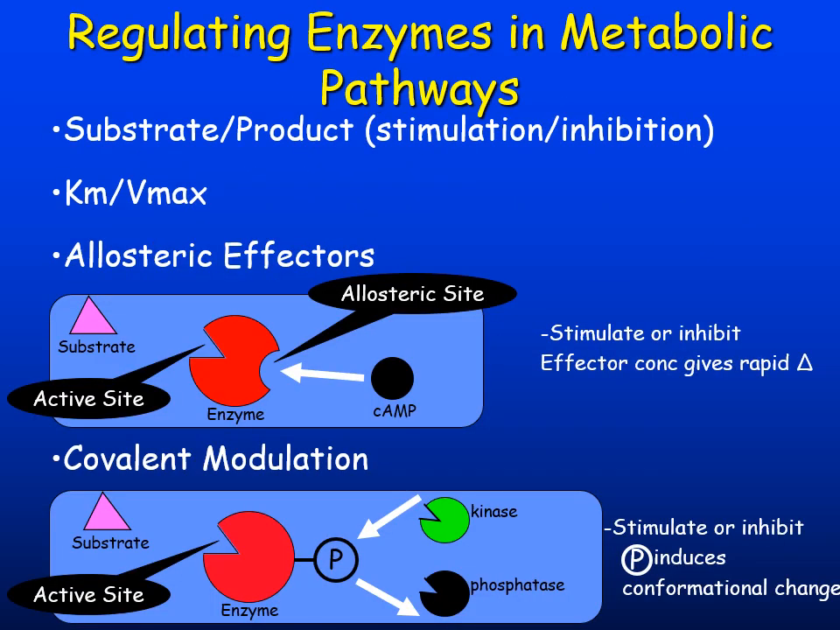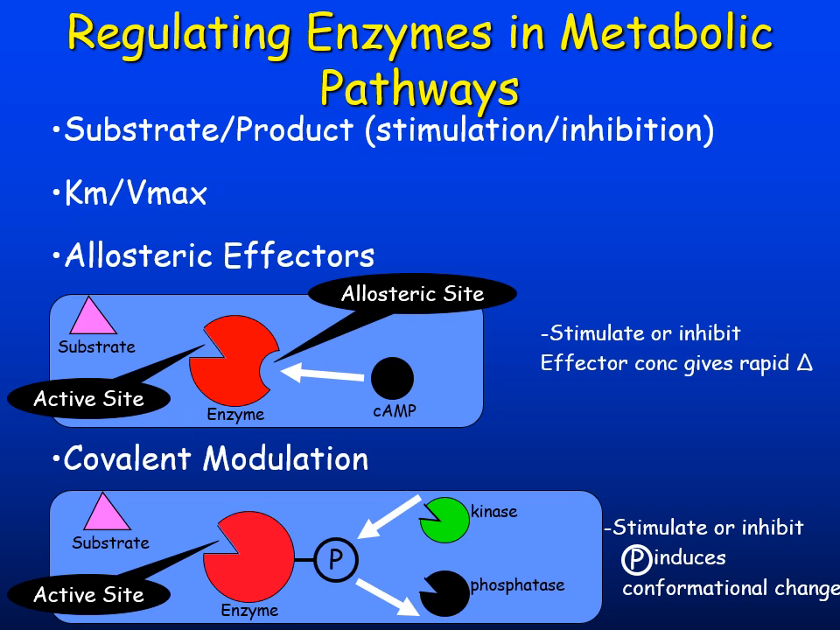Now the next thing I want you to commit to memory are some of the key ways in which we can regulate the activity of enzymes within metabolic pathways. There are four that I want to show you, and you can see them listed here. So the first is very simple. It's just substrate or product stimulation or inhibition. So this is an example of where just simply the presence of an enzyme substrate or the presence of its product will either speed it up or slow it down.